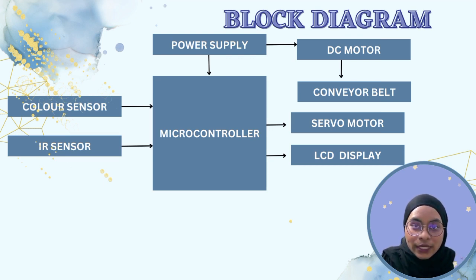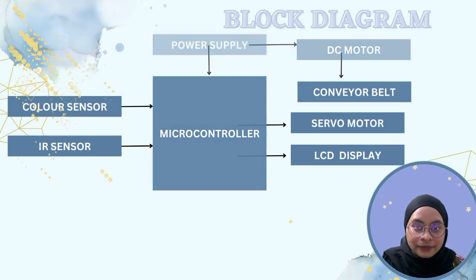So as we can see on the slides, there are several main things in the microcontroller block diagram. As the main point, you can see the microcontroller, and then there are the IR sensor, color sensor, power supply, DC motor, conveyor belt, servo motor, and LCD.